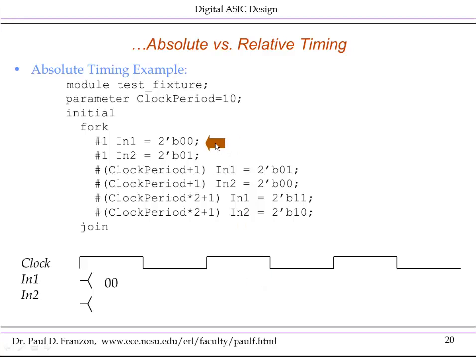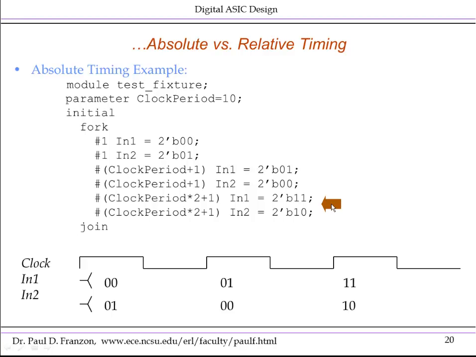In1 and in2, at time 1, go to 0, 0, and 0, 1. At time 11, because clock period is set to 10, in1 and in2 will change to 0, 1 and 0, 0. At clock period times 2 plus 1, which is 21, in1 and in2 will be set to 1, 1 and 1, 0. You might ask, what's the utility of this? I'm producing the same waveform as the previous example.